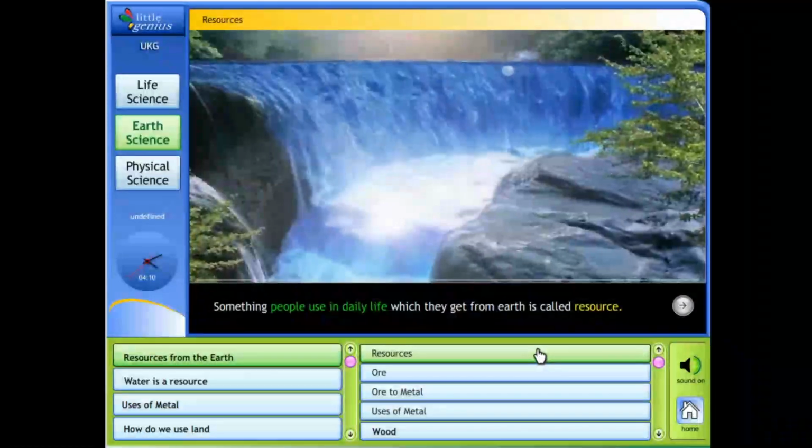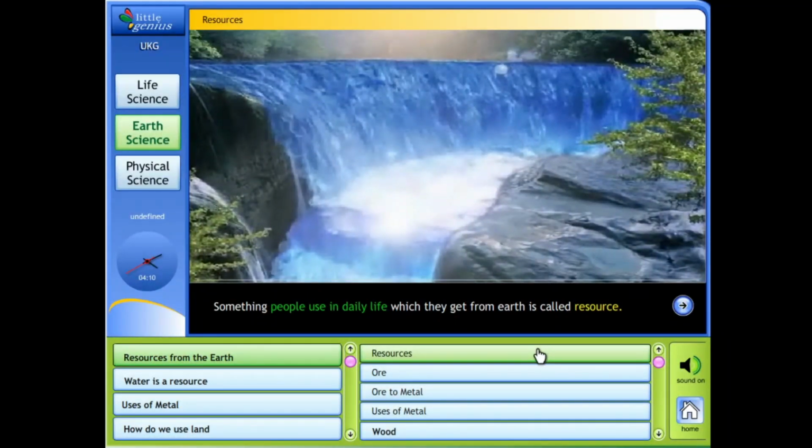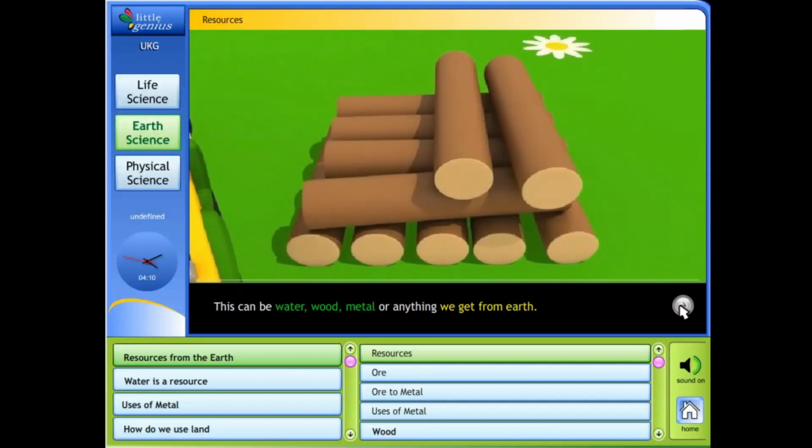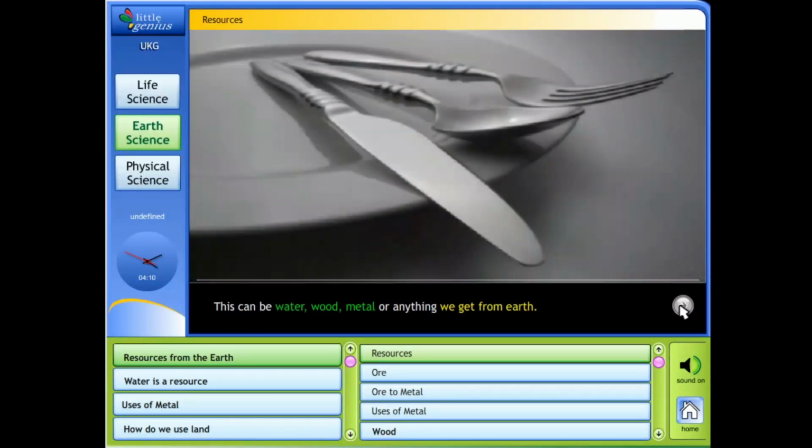What is a resource? Something people use in daily life, which they get from earth, is called resource. This can be water, wood, metal, or anything we get from earth.